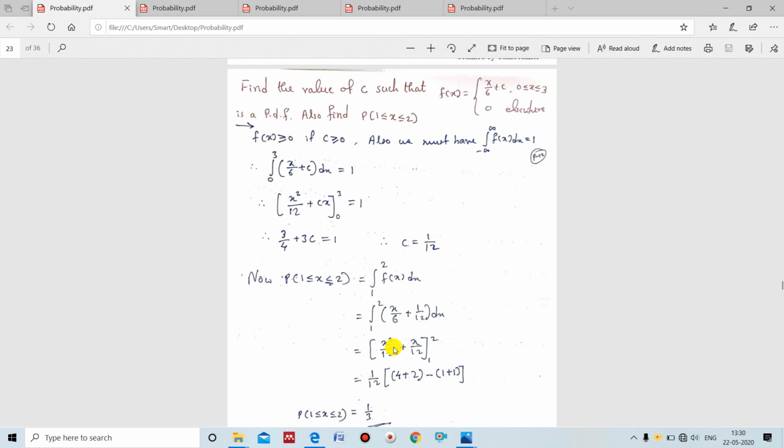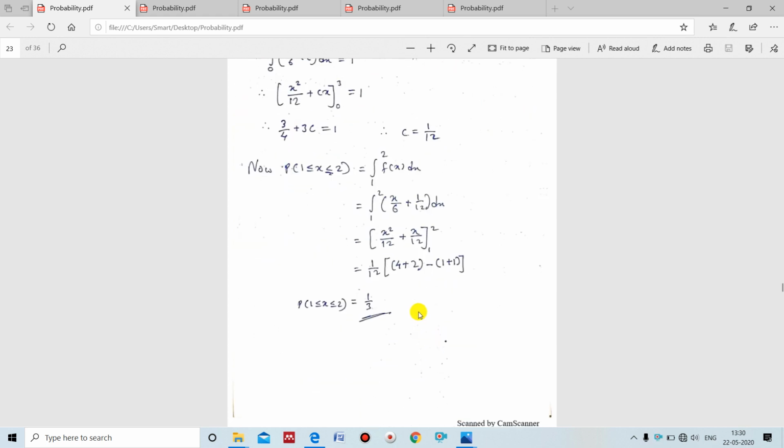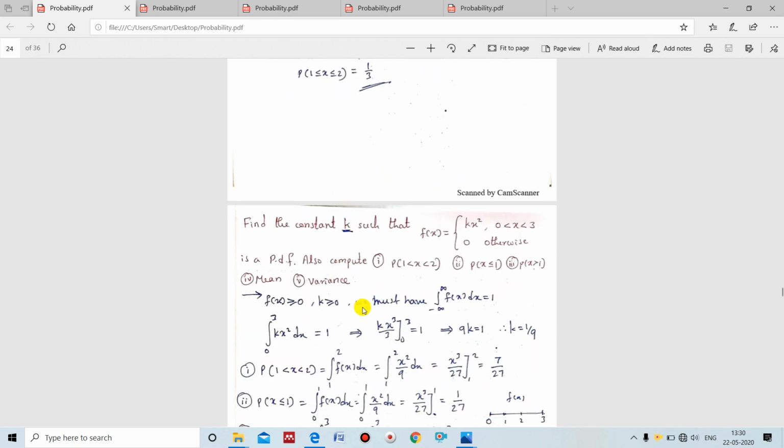This is the solution. Integration of x is x square by 2, so x square by 12, plus integration of 1 is x by 12. Then put the limits 2 and 1, and we get the probability that x lies between 1 and 2 as 3. So this is the solution.